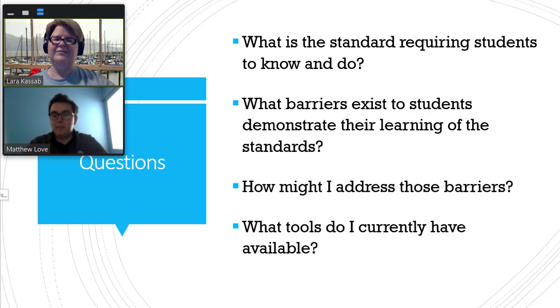options available to them? And then as you consider what tools are currently available to you, consider, how might I implement them in my lessons? How might I make them available to students? And then, do students need guidance and practice with using those tools as well?